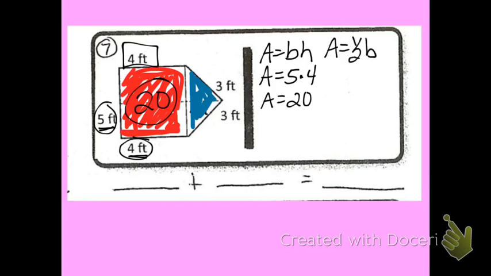1/2 times base times height. Good, you remembered the 1/2. That's very important. 1/2 times base times height. So area equals 1/2 times our height. Now, this is where it gets a little bit tricky. So I want you to think about this before you do anything else. Do you need those 2 3s?